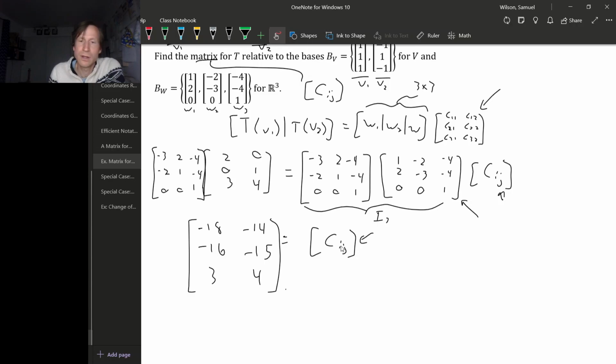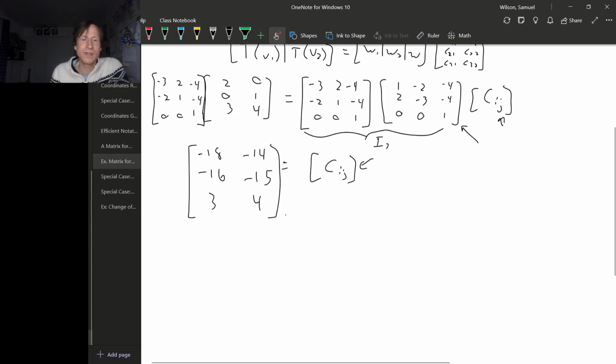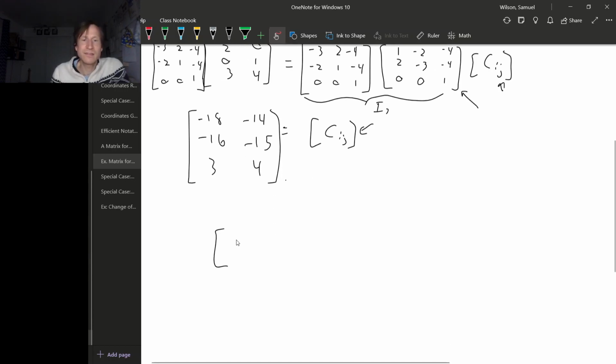So how could we have some confidence that this matrix is doing the correct thing? Well, remember, this is the matrix that you multiply V coordinates by to get the output of the transformation in W coordinates. So let's take this vector in R2, and let's think of this as V coordinates.